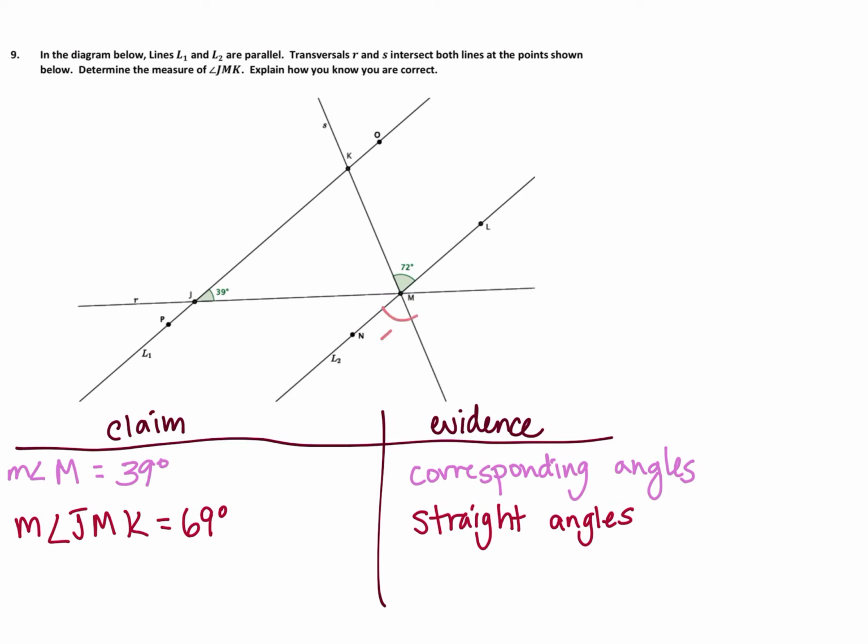You could also say that this one is 72 by vertical angles, and then by corresponding angles, this one has to be 72, and you can use a triangle angle sum of 180. So there's a couple of different ways that you could do this. This one that I did here was just 2 steps instead of 3, but there is more than one correct answer for this problem.